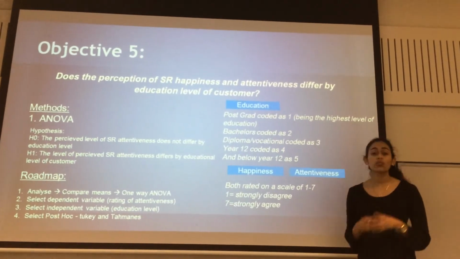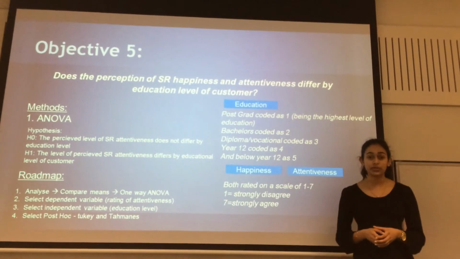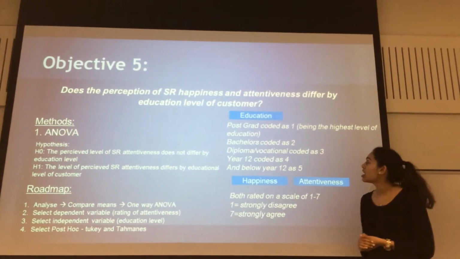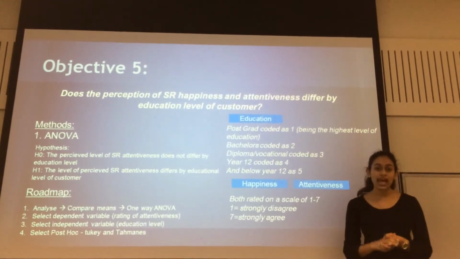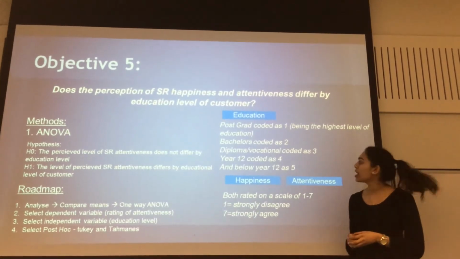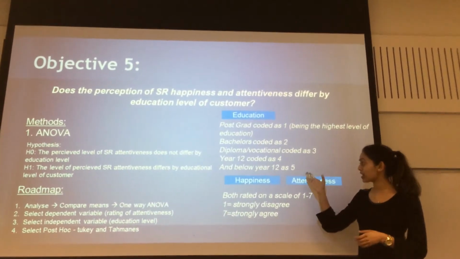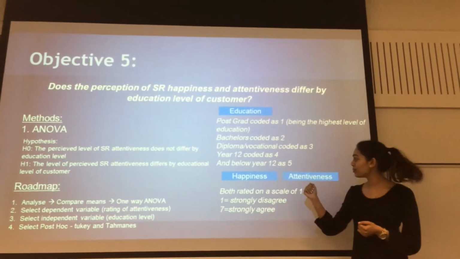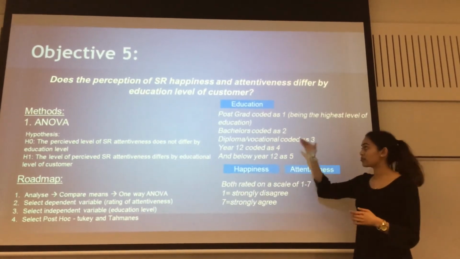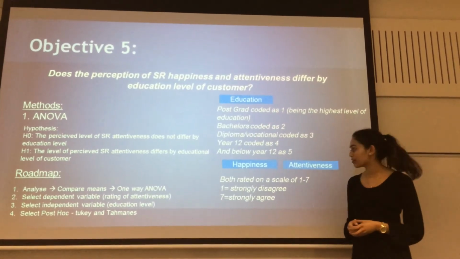Looking at education, we note that it is an ordinal variable, and this is because the 5 education categories can be ranked. The highest level is the postgrad, and we have coded this as 1, followed by bachelor's as 2, diploma and vocational is 3, year 12 coded as 4, and below year 12 is coded as 5. So clearly there is a rank here, so that's why it's an ordinal variable.